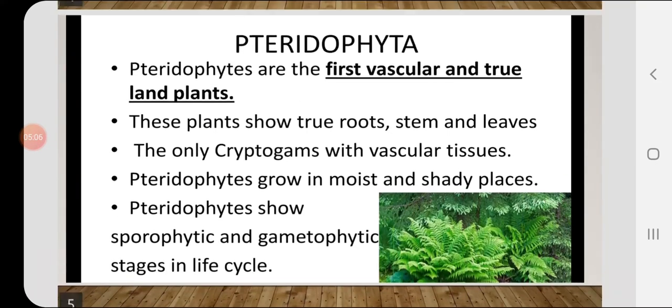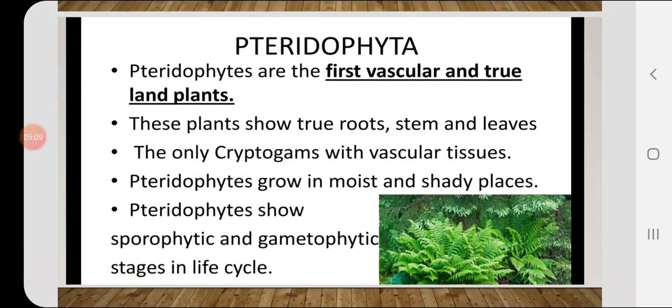So here pteridophytes are known as the first vascular and true land plants. They show true root, true stem, true leaves. They are the only cryptogams with vascular tissues, that means xylem and phloem. They grow in moist and shady places. Pteridophytes show sporophytic and gametophytic stages in their life cycle. We are going to study the sporophytic and gametophytic stages in detail.